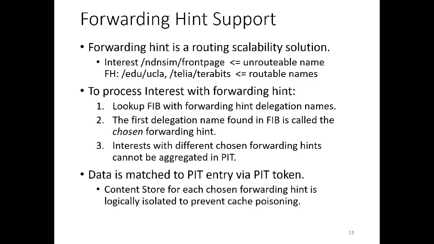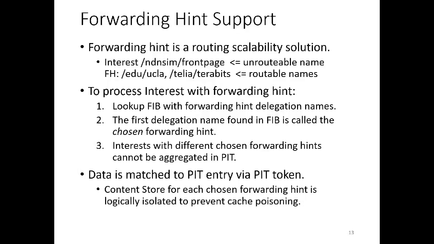NDN-DPDK also supports the forwarding hint. Forwarding hint is a routing scalability solution. In the example up there, the interest name is unroutable but the forwarding hint can have one or more routable names. Then in the forwarding thread, we will look up the FIB first with each of the forwarding delegation names in the forwarding hint. Then the first delegation name found in the FIB is called the chosen forwarding hint. Then we can forward the interest according to that FIB entry.